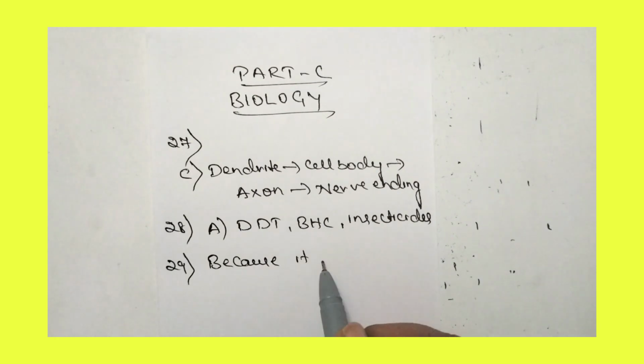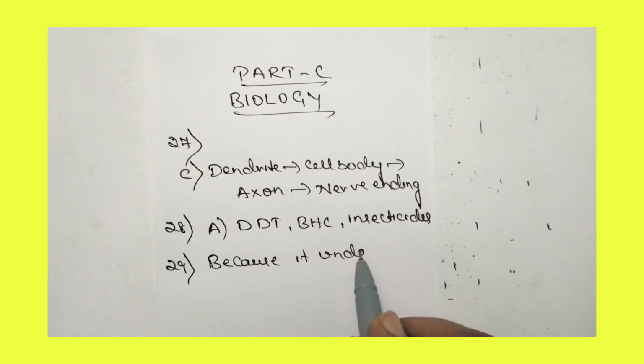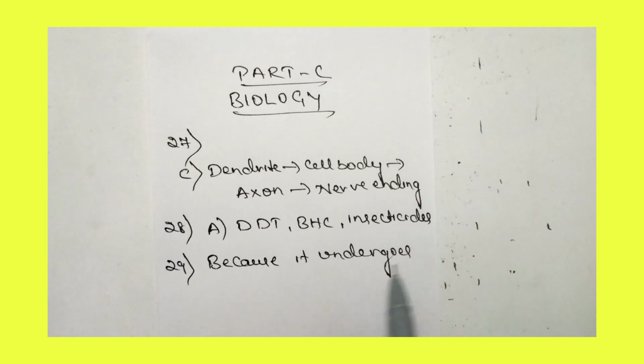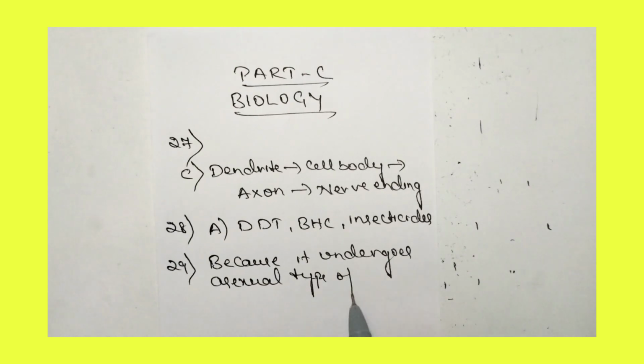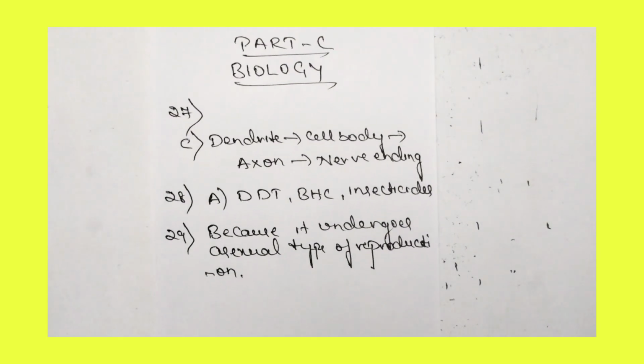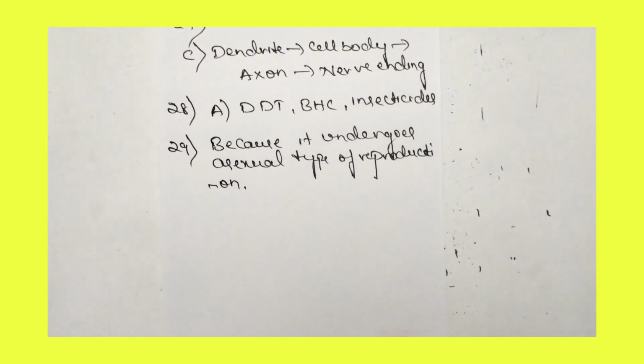Because it undergoes asexual type of reproduction. It undergoes asexual type of reproduction. Therefore the daughter cell will be similar to the mother cell, because there is no variation, or very little variation.